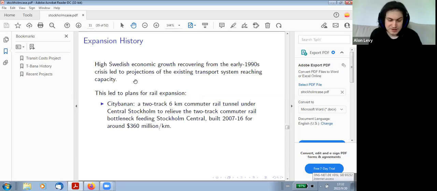This is because before Citybanan, there were only 2 tracks worth of capacity through central Stockholm on all Swedish railways. So your intercity train to Göteborg or to Malmö or to Linköping, and then all of the regional trains would have to funnel through that same 2-track bottleneck, and they managed to squeeze 24 trains per hour through it, which is pretty impressive on a system that is a combination of commuter, longer range regional, and intercity, but it's still only 24.